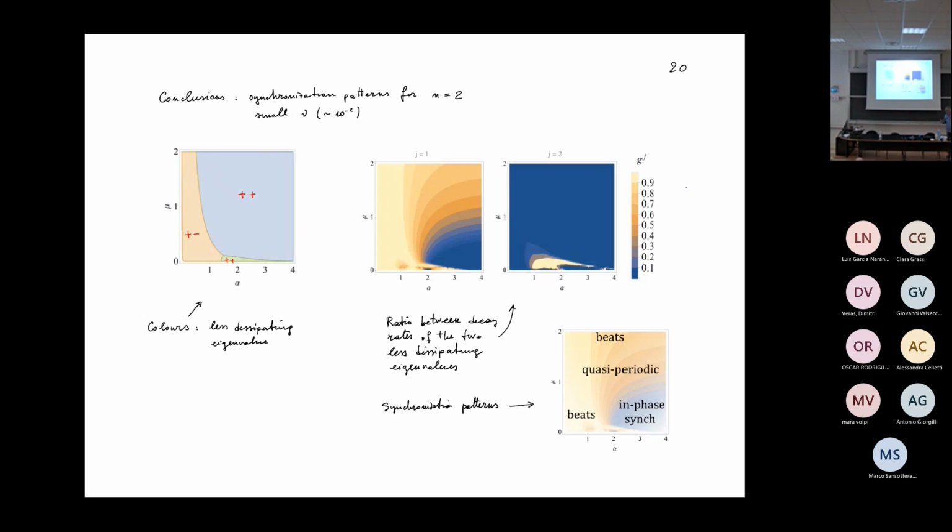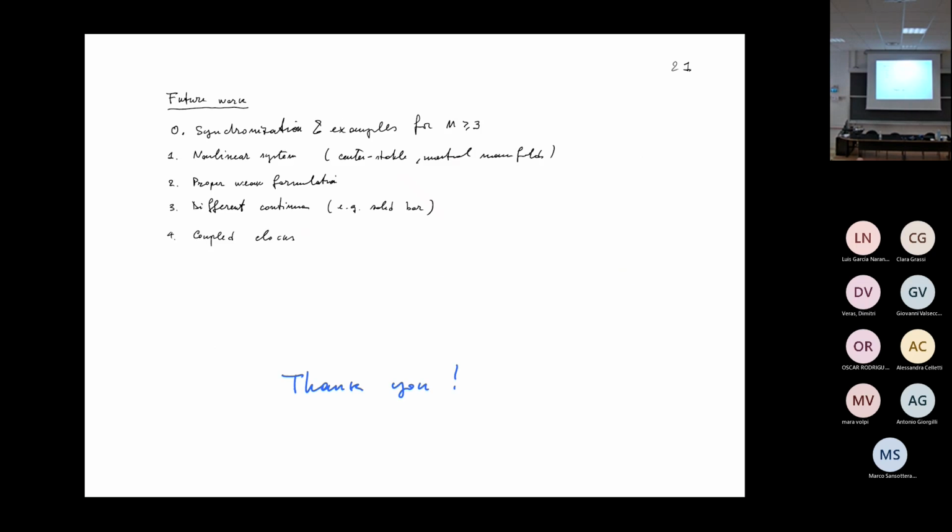So let me, if I have still 1 minute, say what can be said besides these. Of course, this is just in a way at the beginning of a study. So open questions and future work. First of all, you should understand the synchronization in a more systematic way and make examples for n larger than 2, because the situation becomes richer.